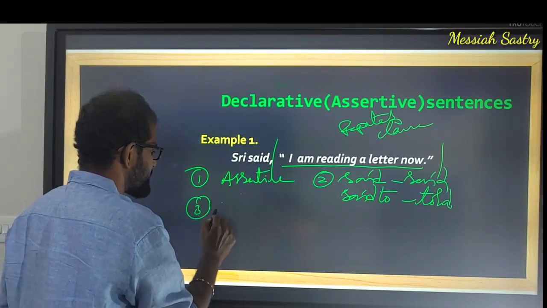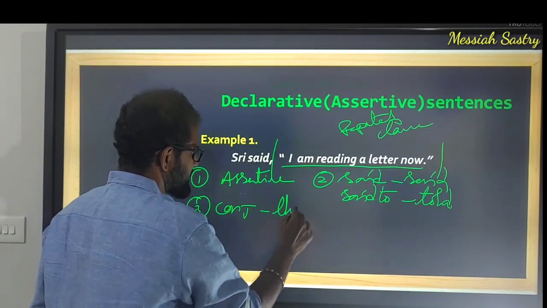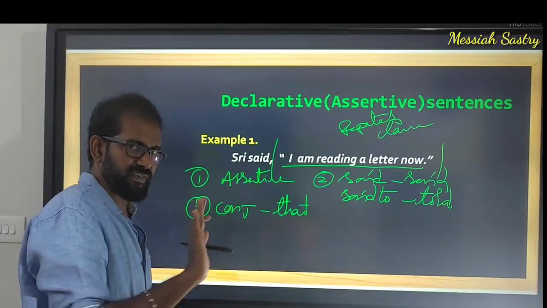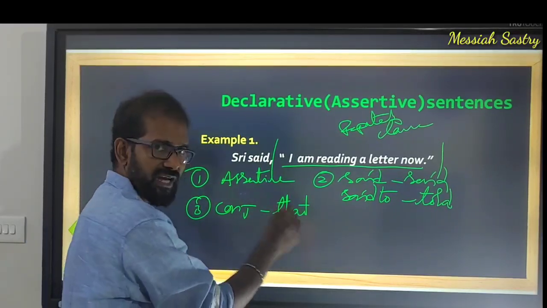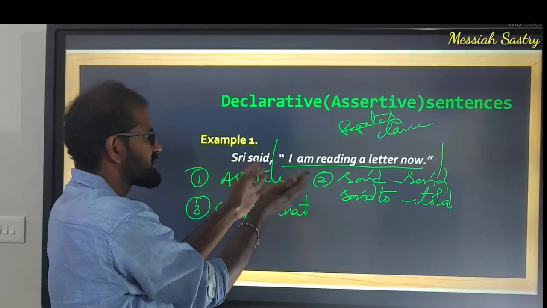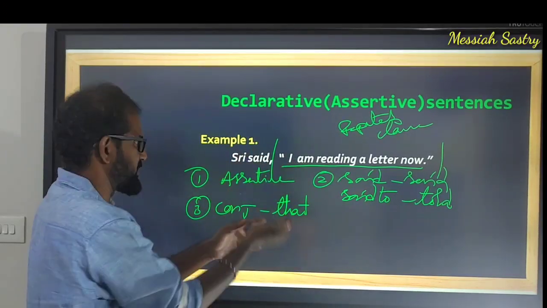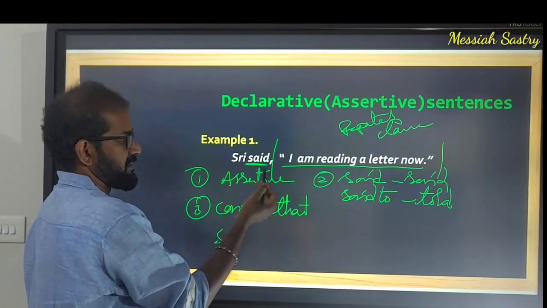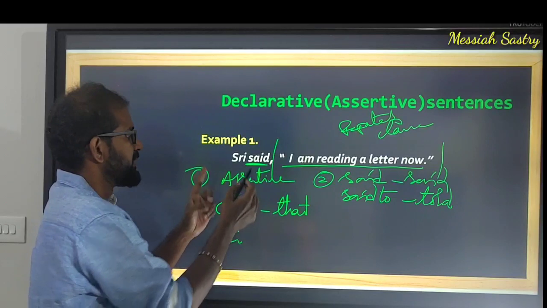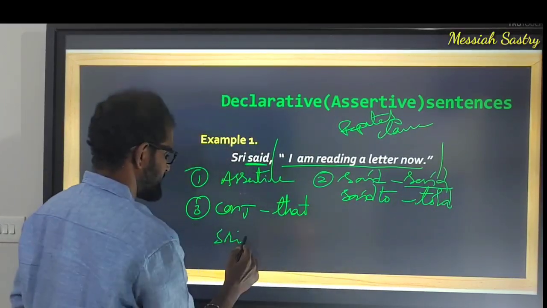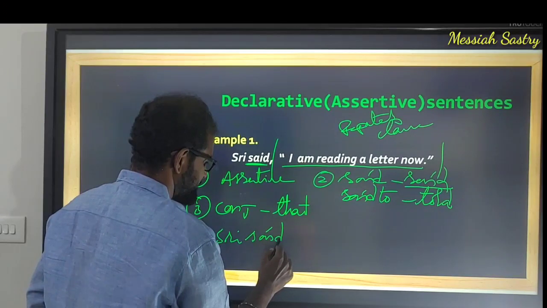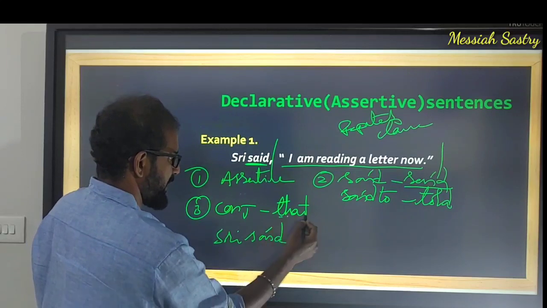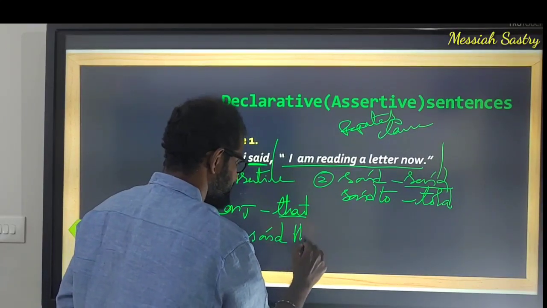And what conjunction must be used? That. If it is an assertive or a declarative sentence, we always use that as a conjunction. Let us change this particular sentence into indirect speech. Sri said, here the reporting verb, change of reporting verb. Said, there is no change. Sri said. What conjunction must be used in an assertive or declarative sentence? That. Sri said that.